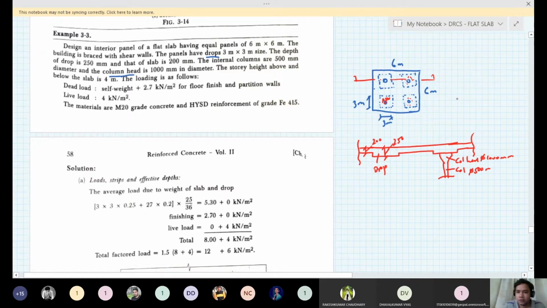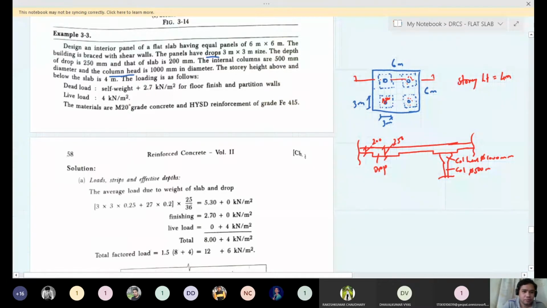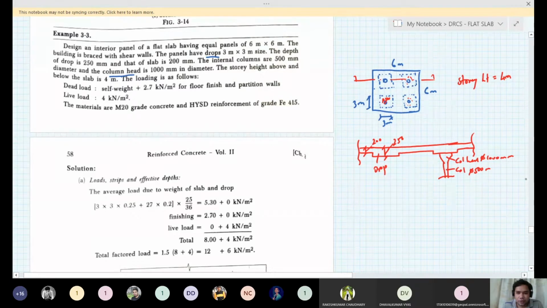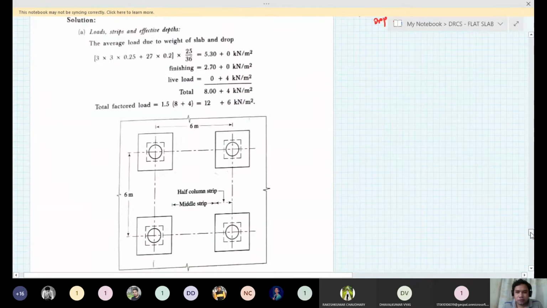So the story height is equal to 4 meter, and dead load is equal to self weight plus an additional 2.7 kilonewton per square meter for floor finish and partition wall. This is in addition to the self weight of the slab. Then live load is 4 kilonewton per meter square, and the materials are M20 and Fe415 HYSD bars. So first step is to find the loads.